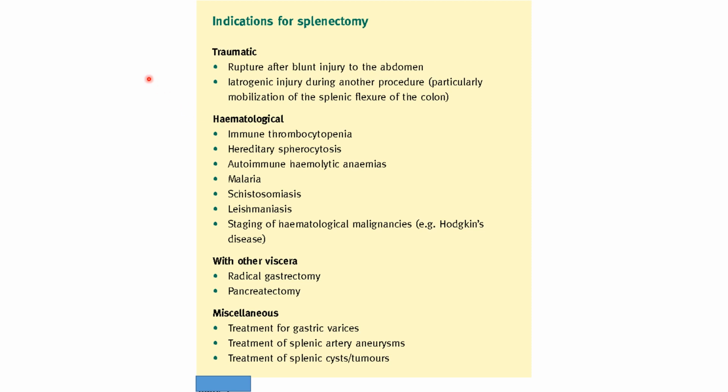In this slide, we are seeing many indications for splenectomy. For example, traumatic: rupture after blunt injury to the abdomen. Hematological: immune thrombocytopenia, hereditary spherocytosis. Infections, for example malaria, schistosomiasis. With other viscera: radical gastrectomy, pancreatectomy. Miscellaneous: treatment for gastric varices, splenic artery aneurysms, splenic cysts or tumors.